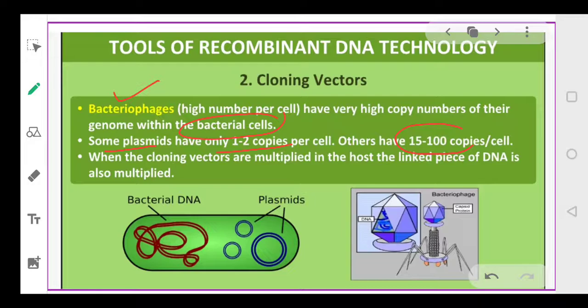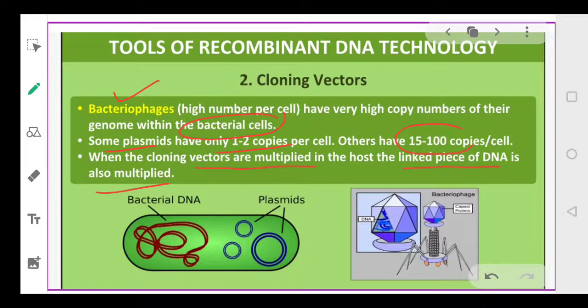Now if we have to link a foreign DNA with a bacteriophage or a plasmid DNA, if we have to insert a foreign DNA into a plasmid or bacteriophage, then it will multiply depending upon the number of plasmids present in the host. So within an organism, as many copies of plasmid DNA as there are, that many copies of the recombinant DNA will also be present, right? Because when the cloning vector multiplies in the host, the linked DNA will also get multiplied. So if cloning vectors multiply, the DNA linked and inserted with them will also multiply in a large number.